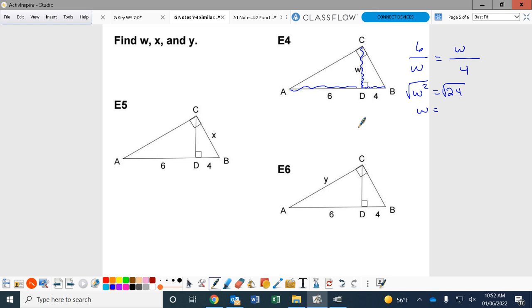And what's the square root of 24? It's got to be close to 5. 4.9. Thank you. Perfect. Okay.